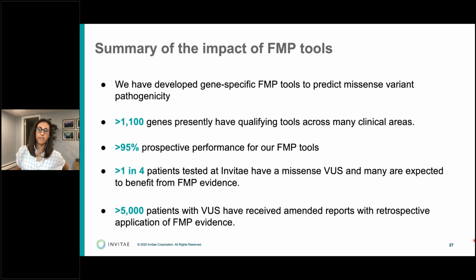So to summarize, we have now developed gene-specific FMP tools that predict missense variant pathogenicity. We've developed FMP tools for over 1,000 genes to date, and we continue to develop more through our machine learning process. We observed that our prospective performance of FMP is over 95% accurate. And we also find that more than 1 in 4 patients tested at Invitae have a missense VUS, and many are expected to benefit from the FMP generated evidence. And lastly, over 5,000 patients with previously reported VUSs have received amended reports with retrospective application of FMP evidence. And this includes the resolution of cardiovascular gene variants in 750 patients.